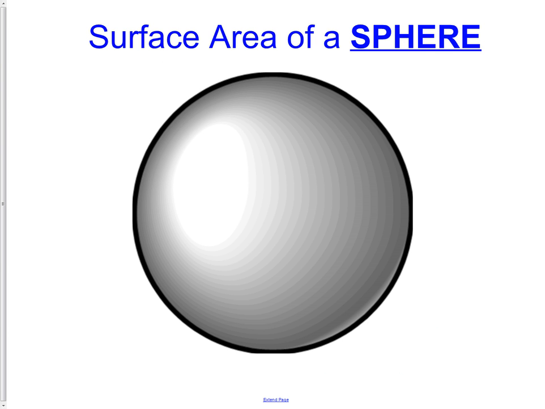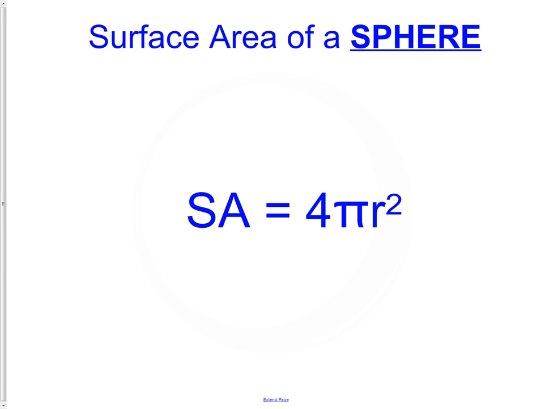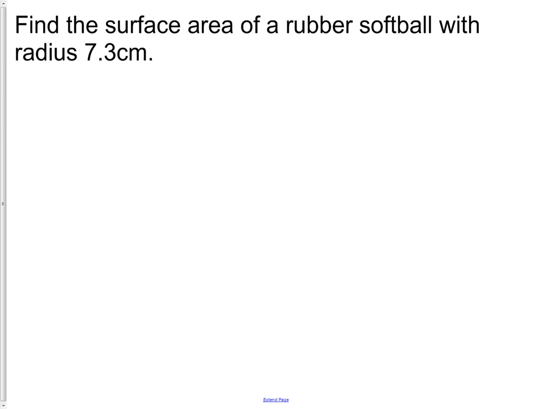Surface area of a sphere is a rather simple formula. The surface area is just simply 4 pi r squared, where r is the radius of the sphere. Find the surface area of a rubber softball with a radius of 7.3 centimeters. We're going to use the surface area of a sphere formula, which was 4 pi r squared, if you remember.